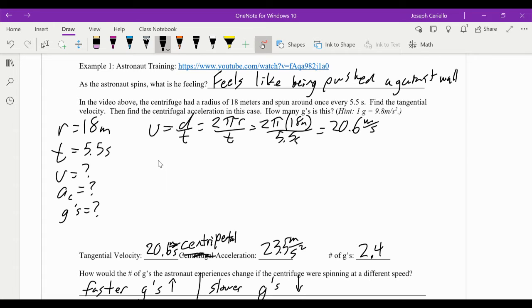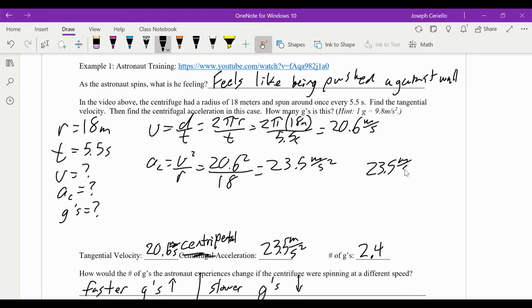To get the centripetal acceleration, a_c equals v squared over r. 20.6 squared over r, which is 18, is 23.5 meters per second squared. Now to get the number of g's, 1 g is 9.8 meters per second squared. So 23.5 meters per second squared over 9.8 meters per second squared gives us 2.4 g's.